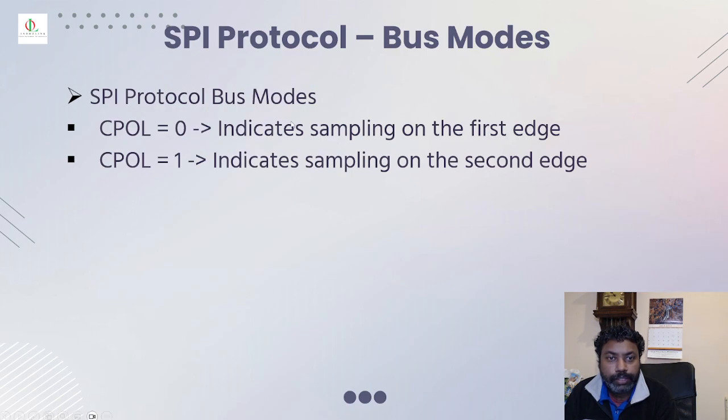That's what we just learned about the SPI protocol bus modes. On clock polarity, if it is 0, that indicates sampling on the first edge. If clock polarity is set to 1, that indicates sampling on the second edge.